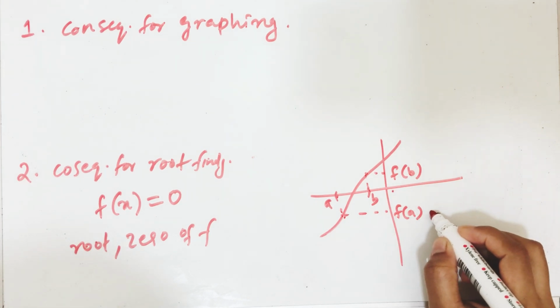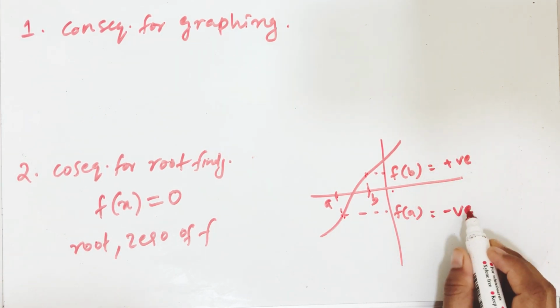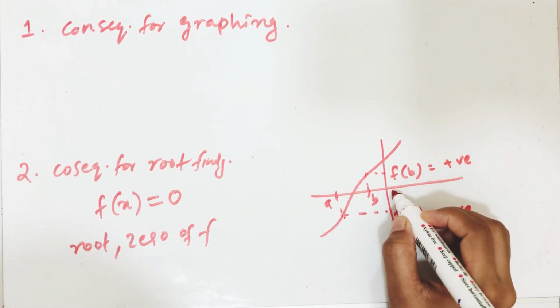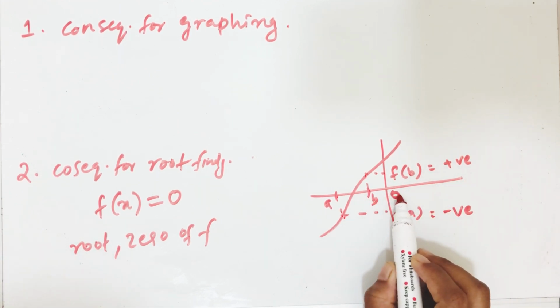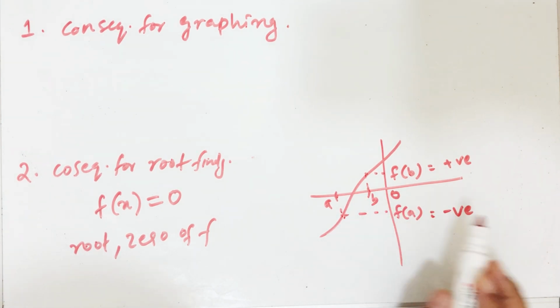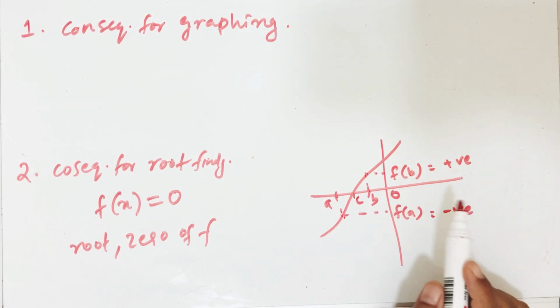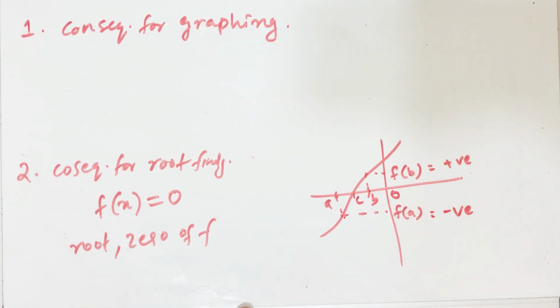Here f of a is negative and f of b is positive. 0 lies in between negative numbers and positive numbers. That is, f of x is equal to 0 at some x in the interval AB. Or we can say there exists a c such that f of c is equal to 0. That is, for a continuous function, any interval that changes its sign has a root of that function. We can see an example.